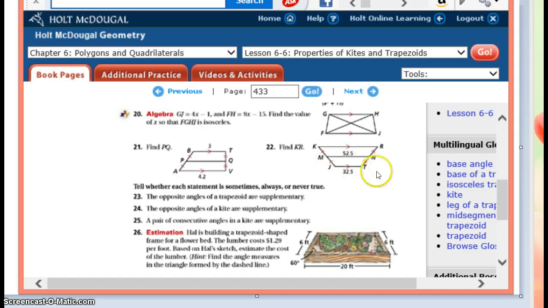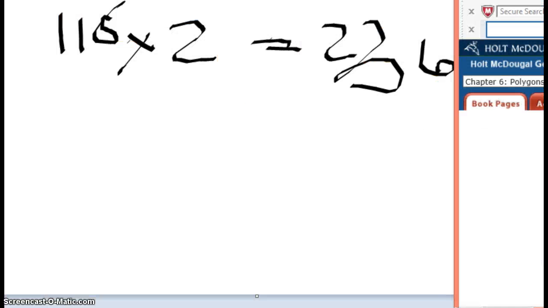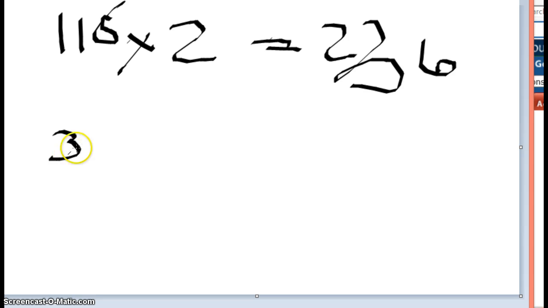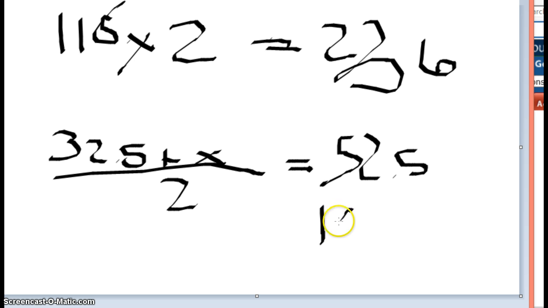Alright. We have JT and KR divided by 2 equals 52.5. Okay? So we'll do that. 32.5. We'll make this an equation. 32.5 plus x over 2, because we had to divide it by 2 to get that final number, equals 52.5. So we're just going to solve this equation. So we're going to multiply this by 2 to get 105. Alright? Then, just to get that final number, we're just going to subtract 32.5.